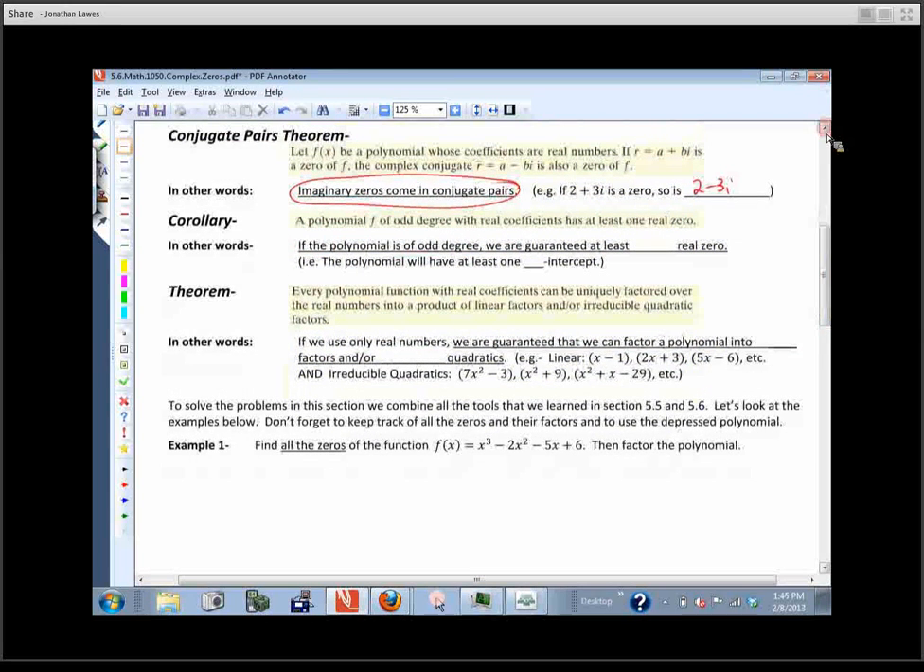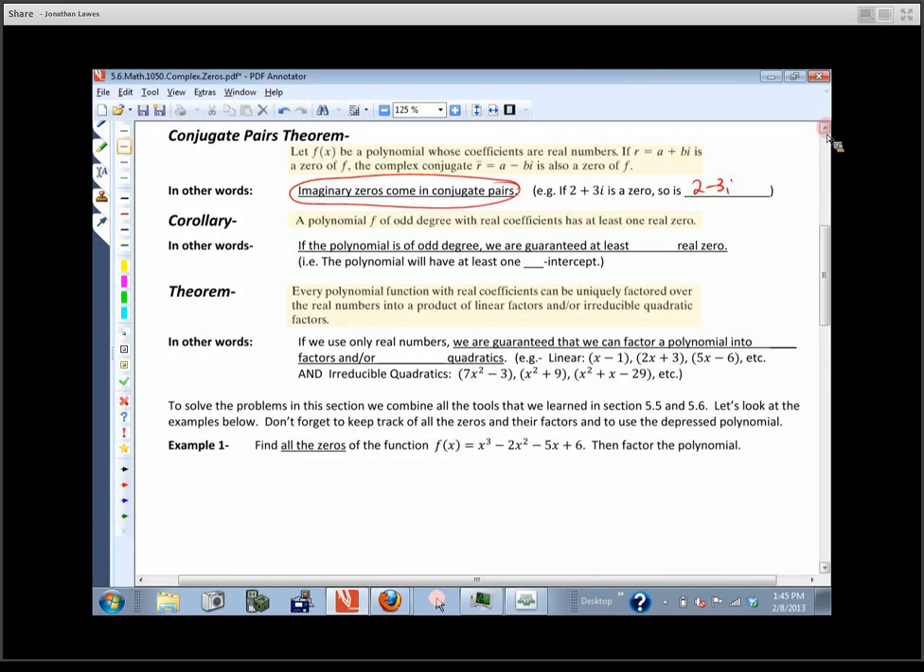Okay? All right, next one. This is called a corollary. A corollary is like a related theorem. This one says a polynomial of odd degree with real coefficients has at least one real zero. A polynomial of odd degree has at least one real zero.